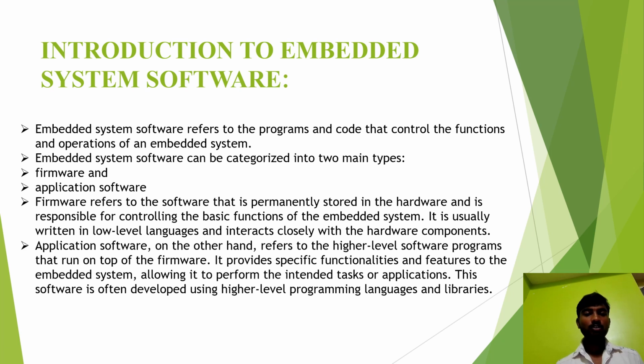Let us have an introduction to embedded system software. Embedded system software refers to the programmed code that controls the functions and operations of an embedded system. Embedded system software can be categorized into two types: firmware and application software. Firmware refers to software that is permanently stored in hardware and is responsible for controlling the basic functions of the embedded system. It is usually written in a low-level language and interacts closely with hardware components.